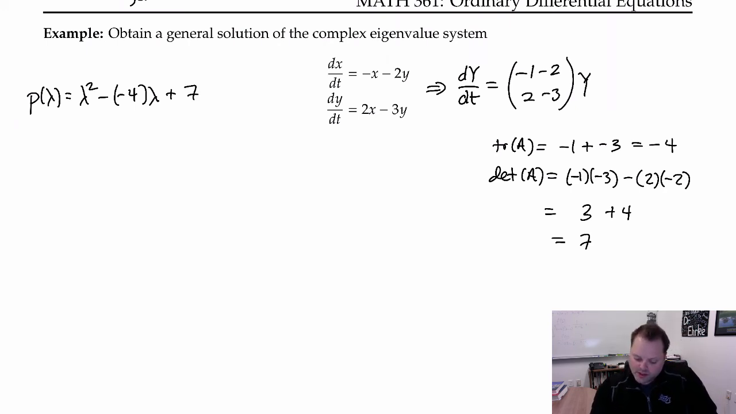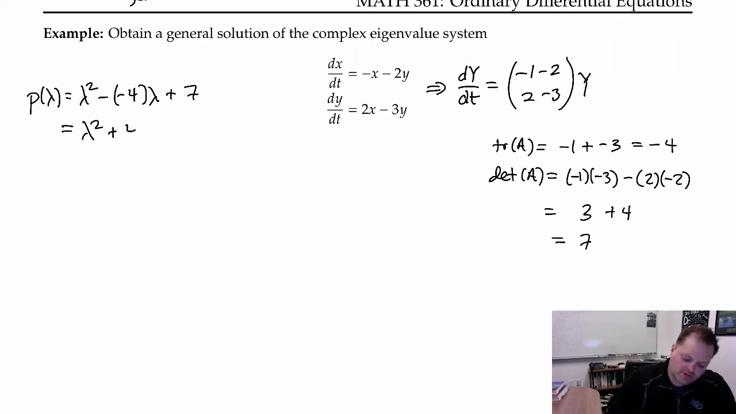Let me just double check. This is the easiest place to make a mistake on these problems. So let's see, -1 times -3 is +3, minus a -4 is +4, 7. Yeah, it looks good. So lambda squared plus 4 lambda plus 7. You notice right away it doesn't factor, so let's throw it into the quadratic formula.